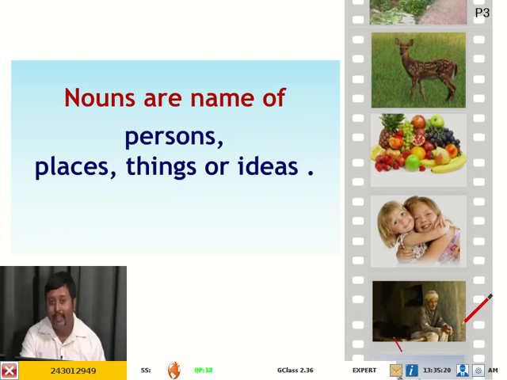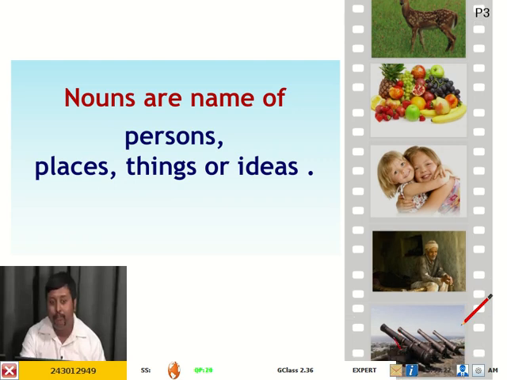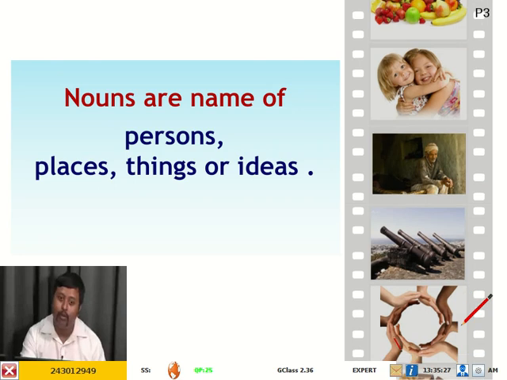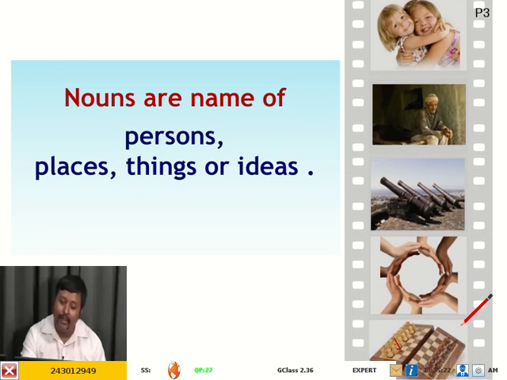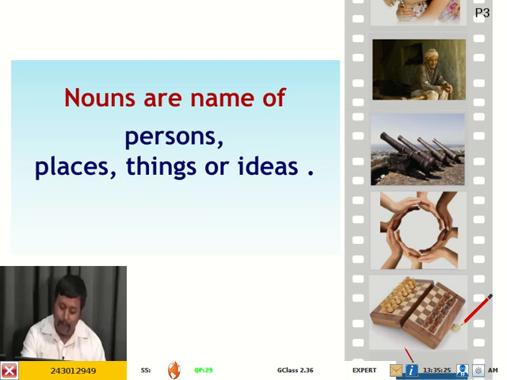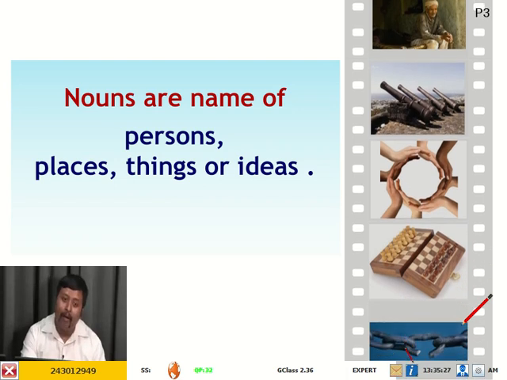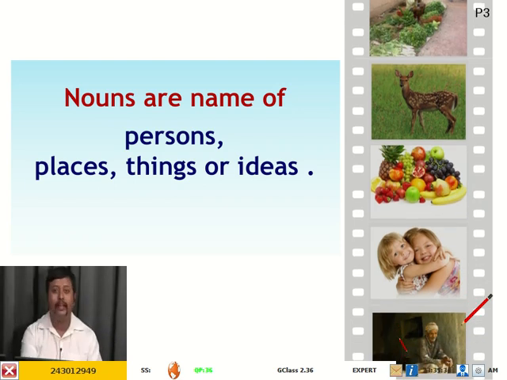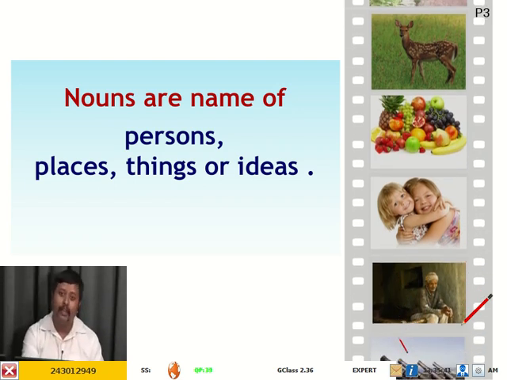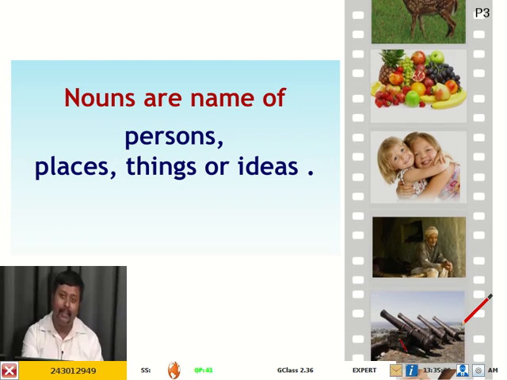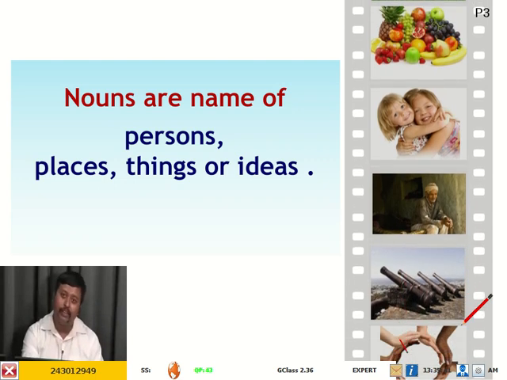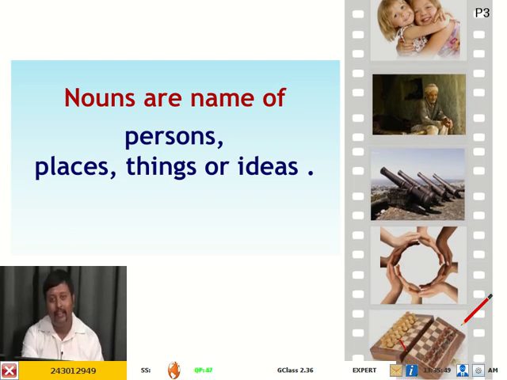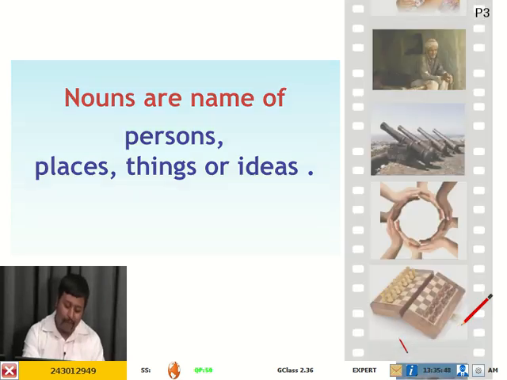You know what a noun is? Noun is the name for persons, places, things and ideas. If a name comes for any of these things, that name is a noun. Okay? Right. Then, is a noun limited only to names? No. Apart from names, it has some other qualities. We have to discuss that now. There are certain classifications that I'll be discussing with you now. Are we all ready for it? Okay, very good. Let's move on.